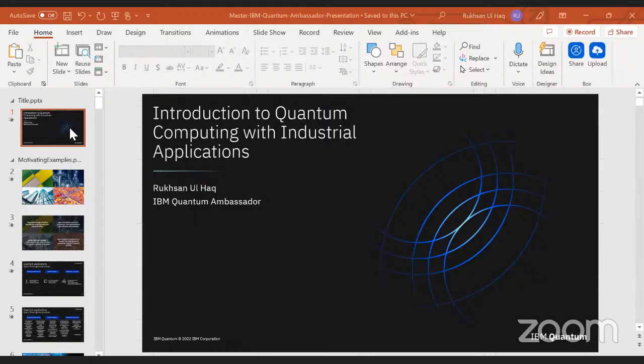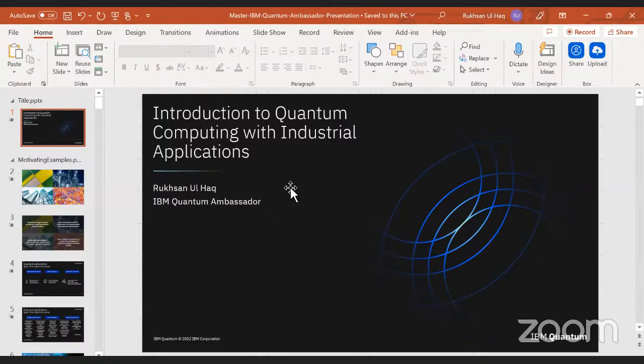Let me get started. First of all, I'm very thankful for inviting me to have this session at this event, which is very interesting. I was going through the list of the sessions. Very interesting, diverse kinds of talks have happened.